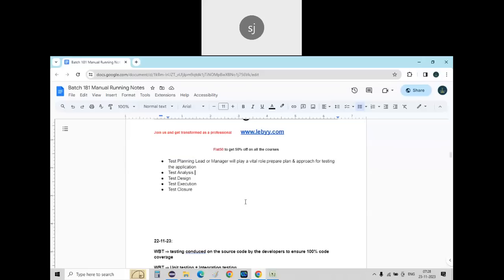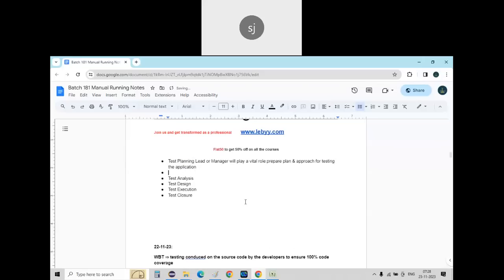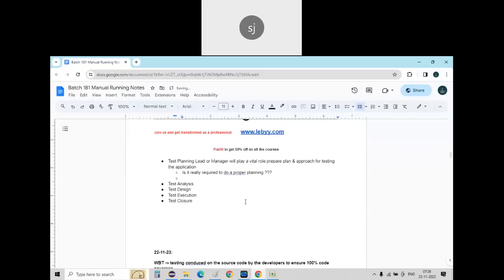But before moving into analysis, guys, planning. Immediately a question comes to our mind: Surendra, is it really required to do proper planning? What happens if we are not doing the planning? Let me give you an example, guys. Consider that in the month of December, we have a bunch of holidays. Surendra and Subhash are planning individual vacations with their families.